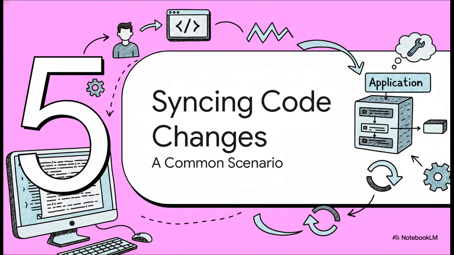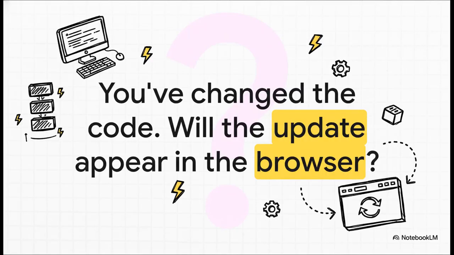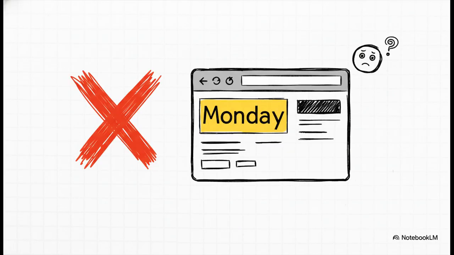Okay, let's talk about a real-world scenario. You're a developer. You're in the zone. You're writing code, and you make a change. What happens now? So let's say your app displays the text class Monday. You dive into your code editor, change that string to class Wednesday, hit save, and then you go back to your terminal and run docker compose up again. So, what do you think? You changed the code on your computer, you restarted the service. Are you going to see that update in your browser? The answer, which surprises a lot of people at first, is no.